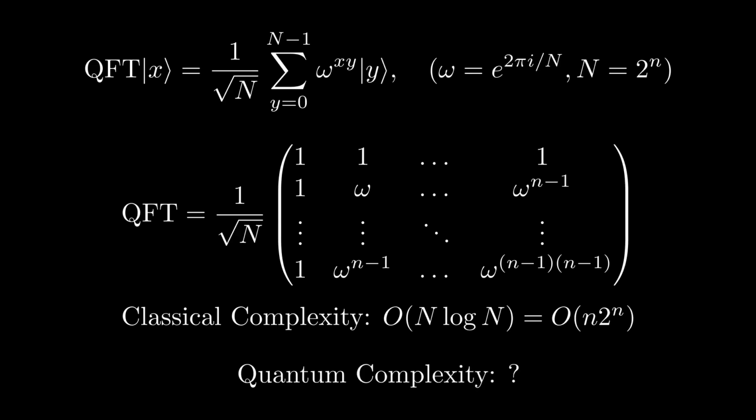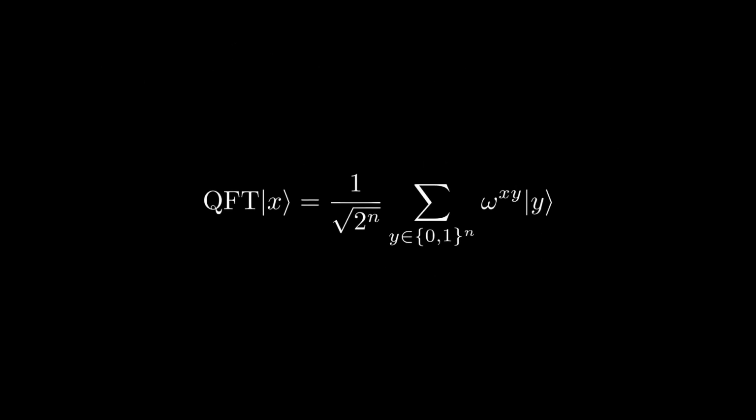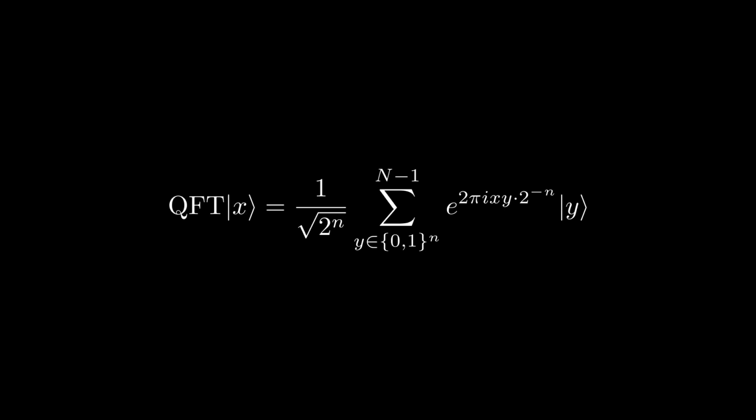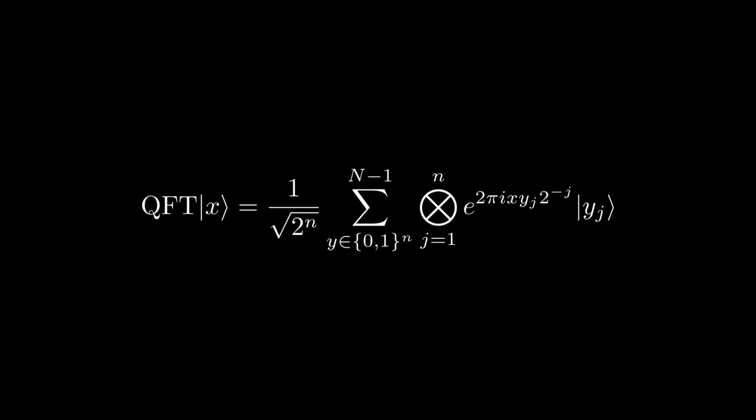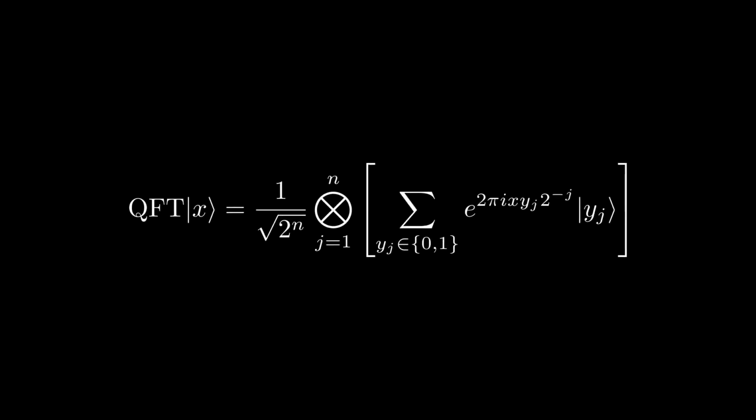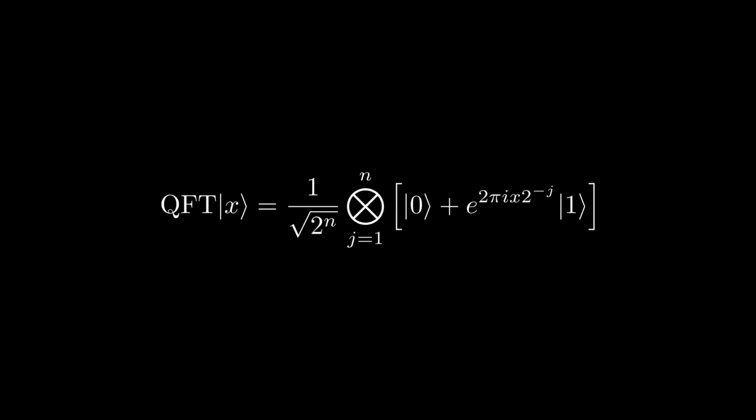Well, let's find out. To begin with, we start with the action of the Fourier transform. If we now decompose the bit string y in terms of its individual bits, we can rewrite this as follows to get this tensor product expression. If we now expand this tensor product, we can write this as follows.